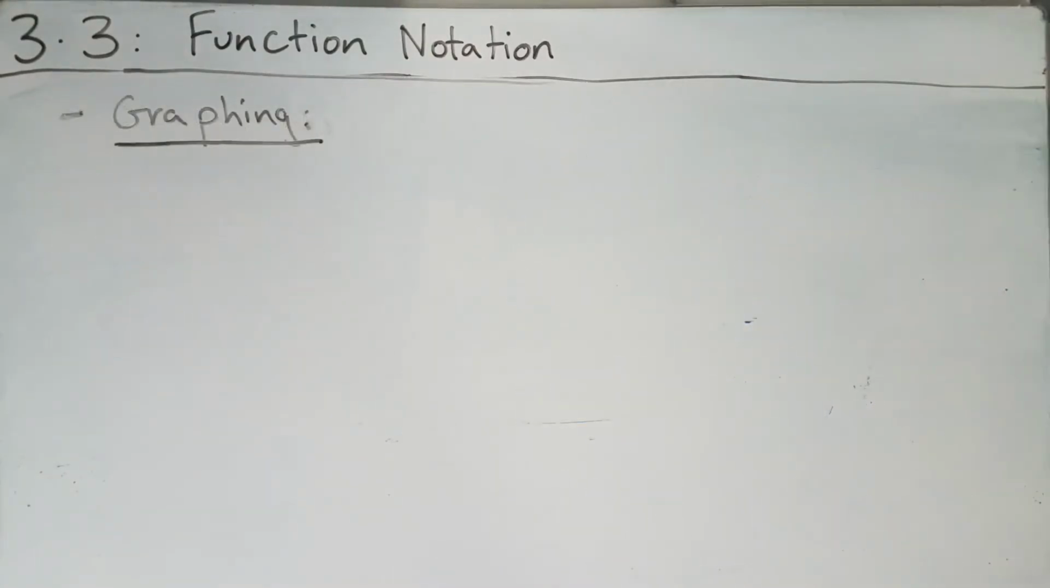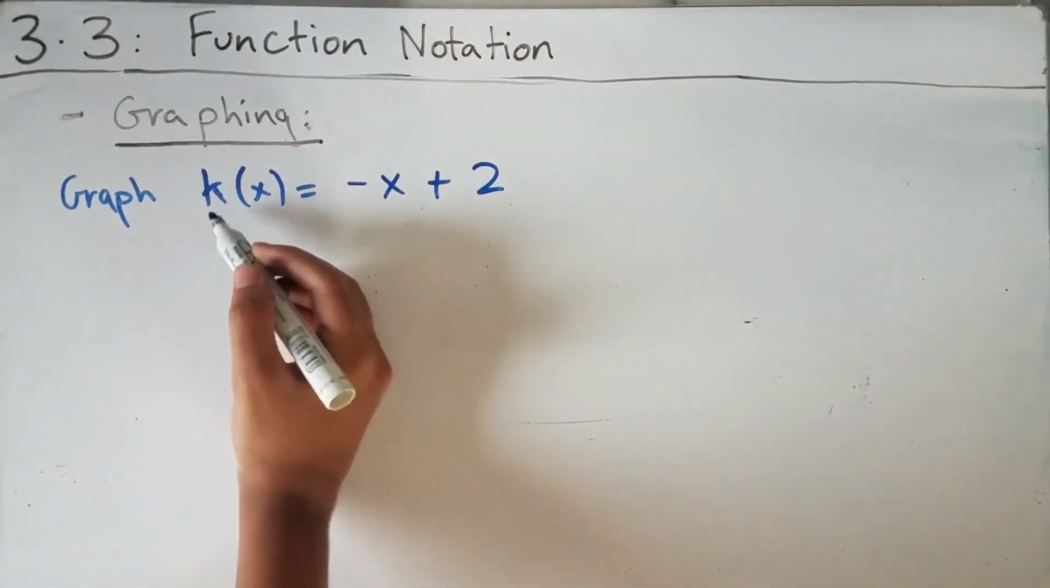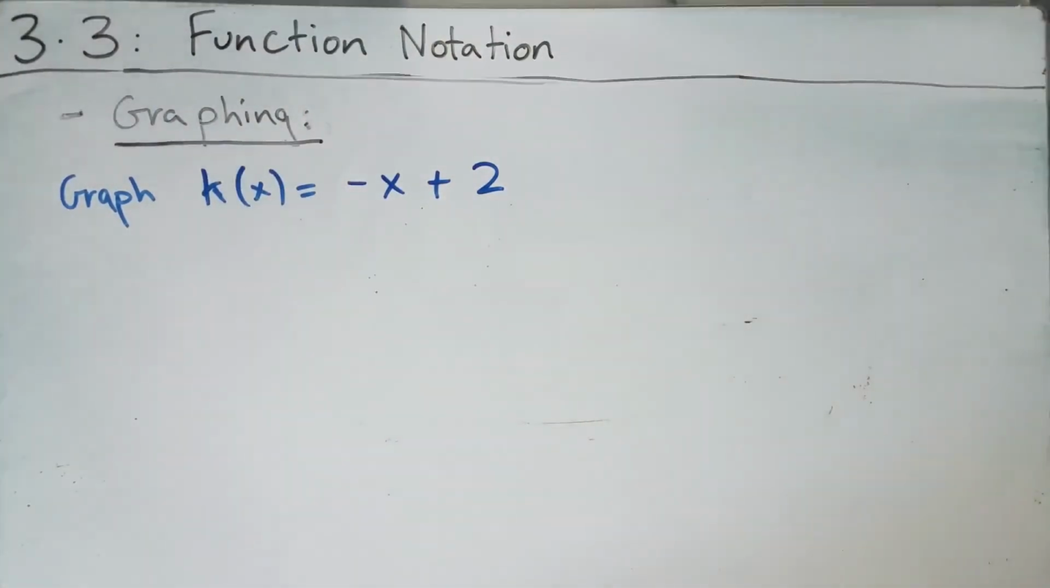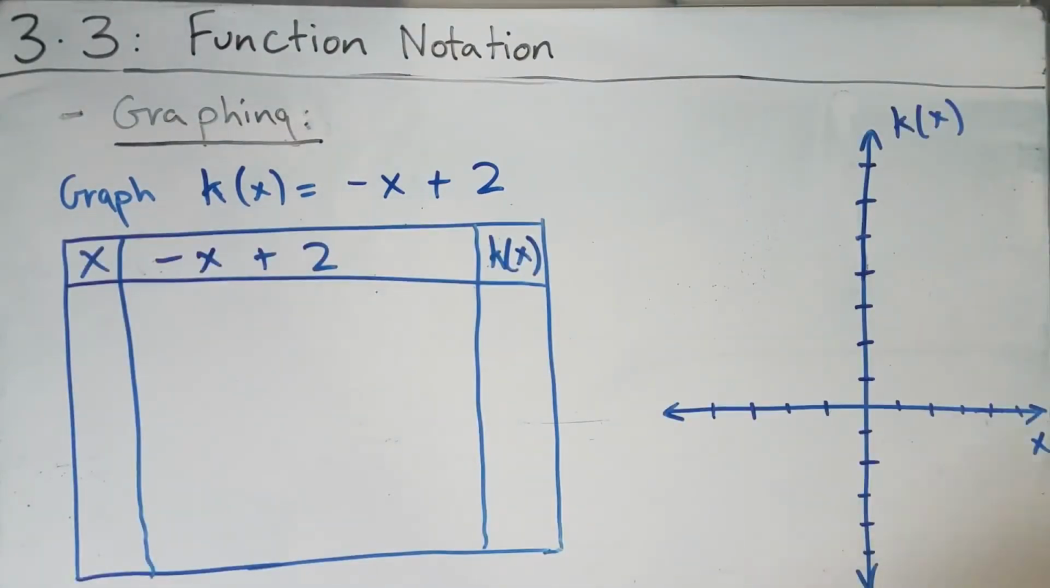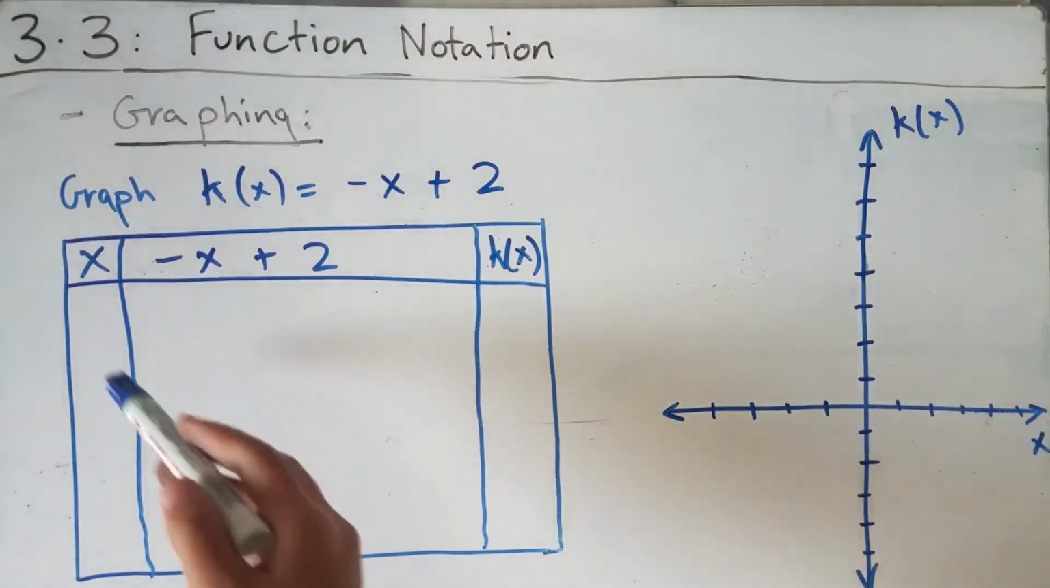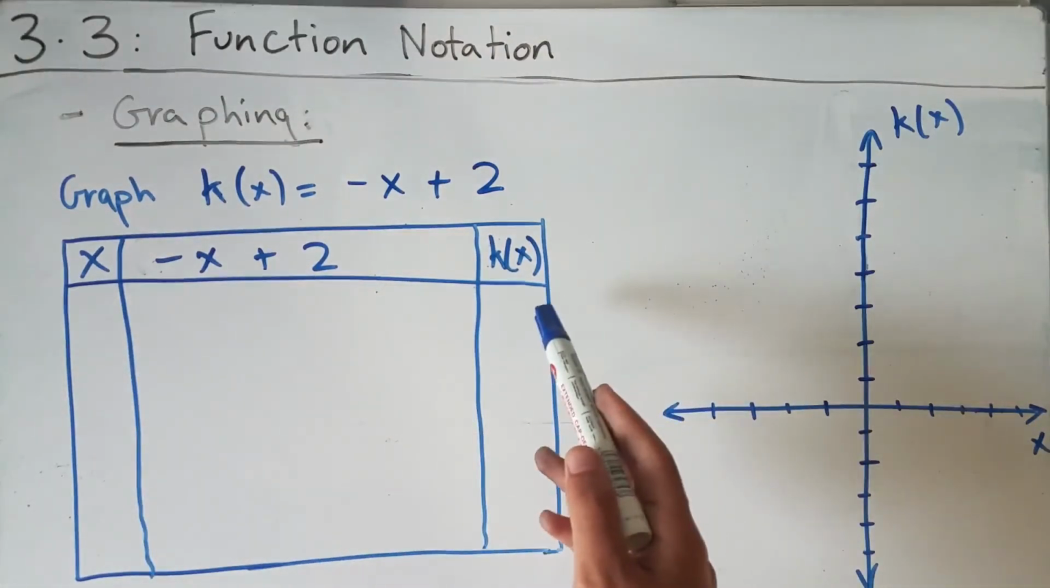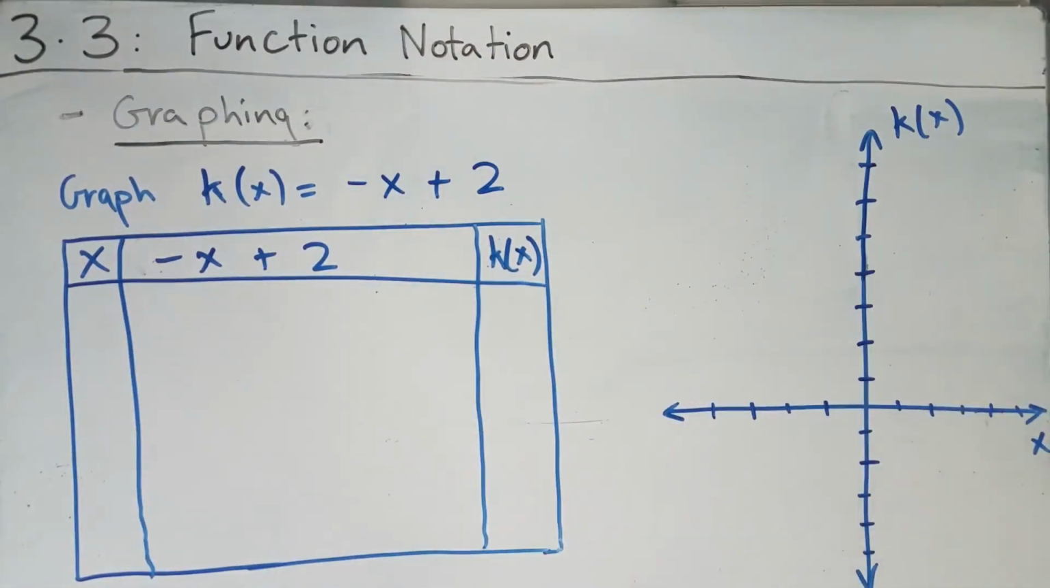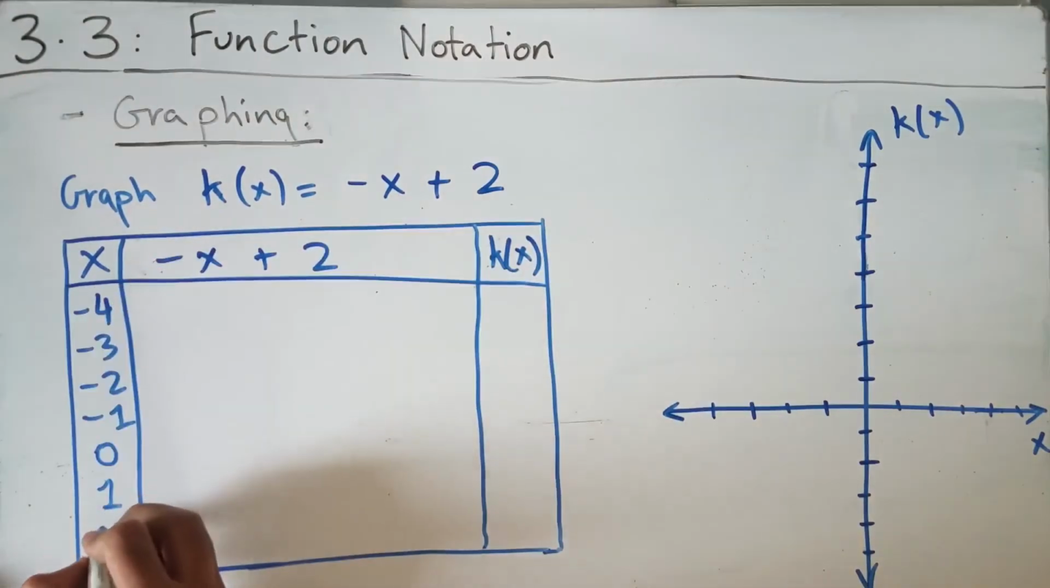Now let's graph a linear function that is written in function notation. We're asked to graph the function k of x equals negative x plus 2. So the name of this function is k, because we have k of x. In order to graph this, we have to find some points using a table. So here's my table, where I will pick the values for x, in which I will find k of x. So let's take the values of x from negative 4 and end at 2.